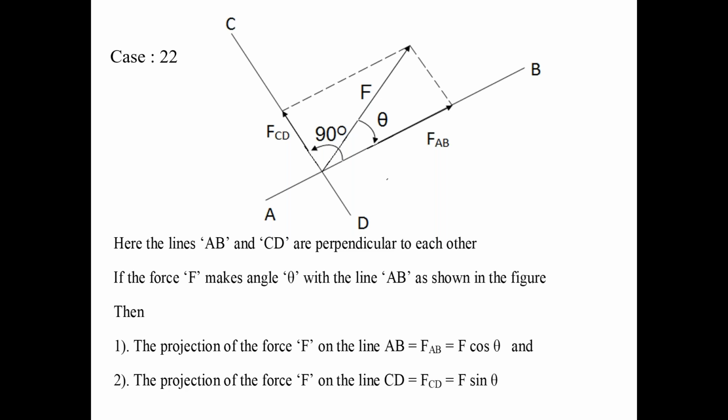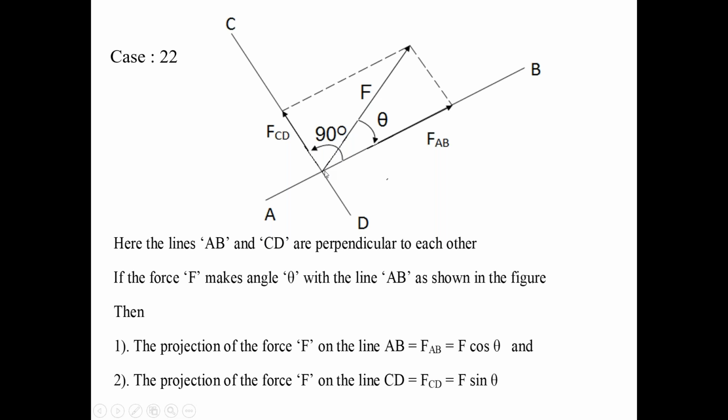And we have the force F in the diagram. The force F making the angle theta with line AB. So please everyone follow this condition 22. In the condition 22, there are two straight lines, the straight line AB, the straight line CD. These two straight lines are perpendicular to each other, so the angle between them is 90 degrees.